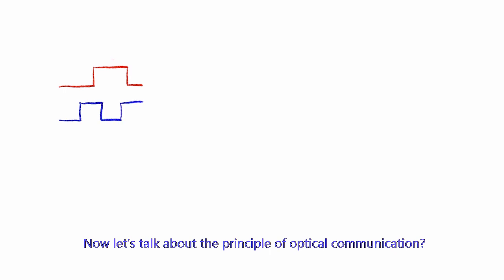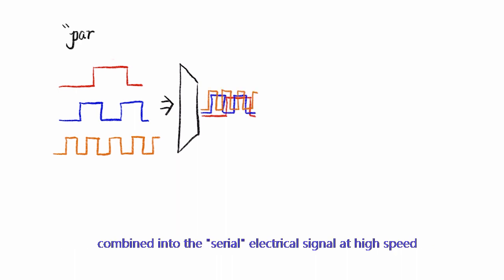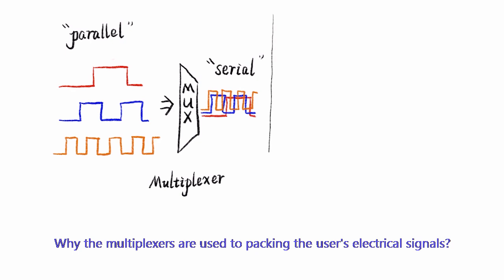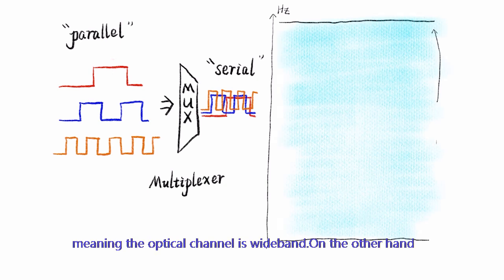Now, let's talk about the principle of optical communication. At the sending end, the parallel electrical signal information is combined into a serial electrical signal at high speed through the multiplexer, often called MUX. Why are multiplexers used to pack the users' electrical signals? This is because the bandwidth of the optical fiber is terahertz, meaning the optical channel is wideband.